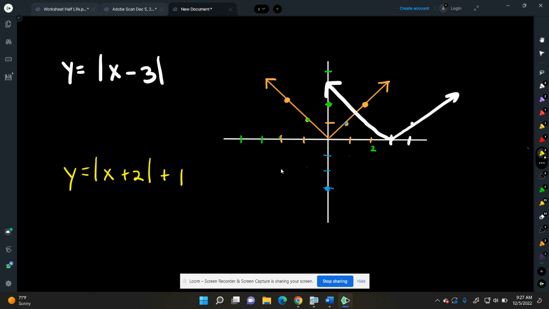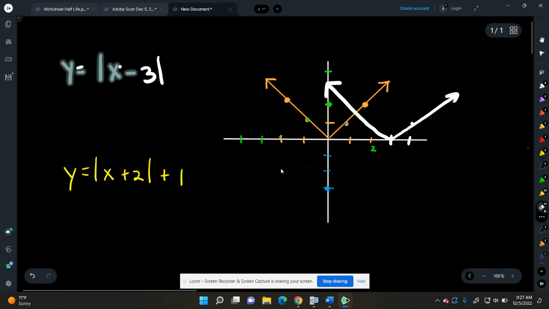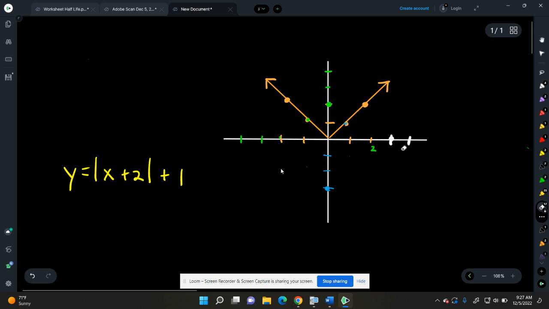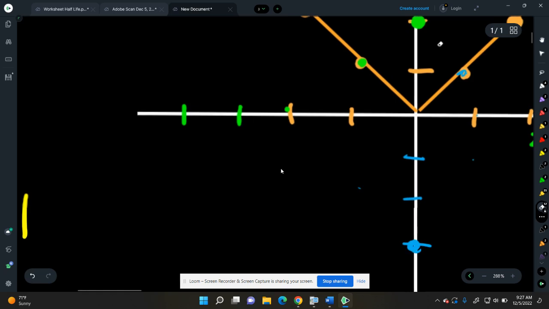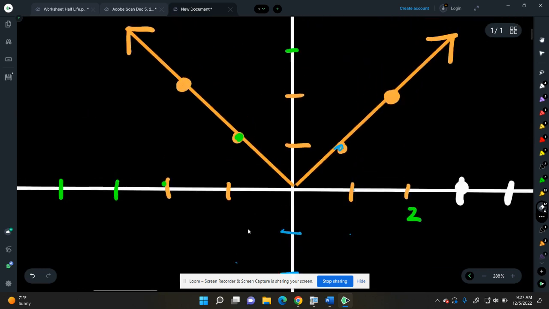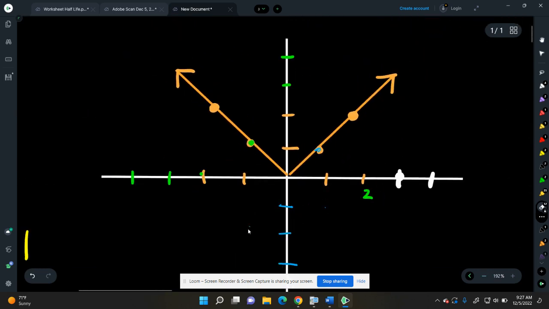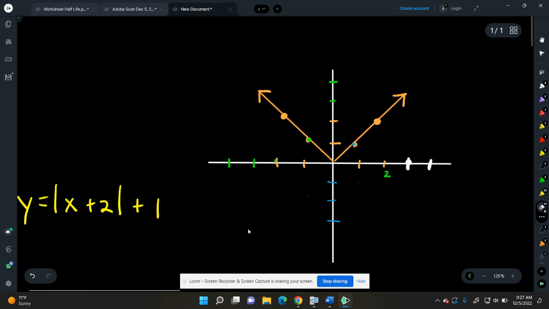Okay, I'm going to erase the white. I'm erasing the white. Okay, and I'm going to leave the orange up there because that's what the original equation looks like. That's what an original absolute value looks like. Okay. So what we're going to do, we have to move it 2 directions now. So the plus 2 inside the absolute value, what does that do? Move it to the left. Moves it to the left.